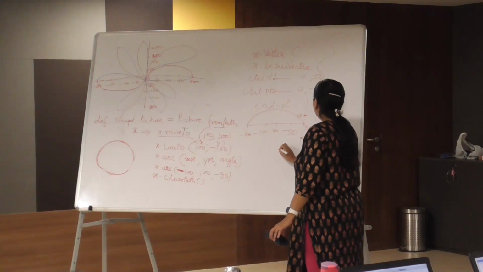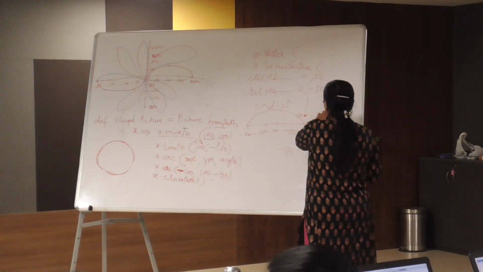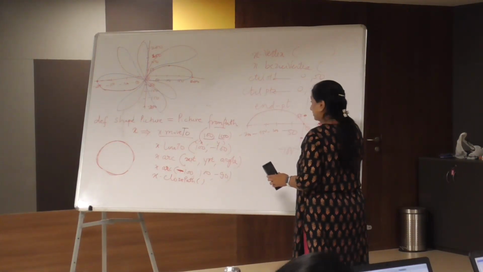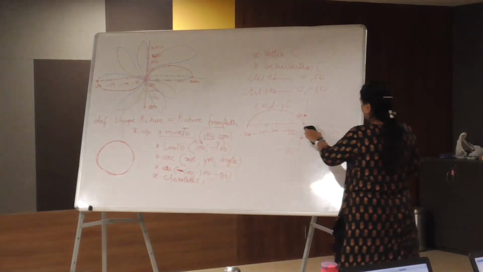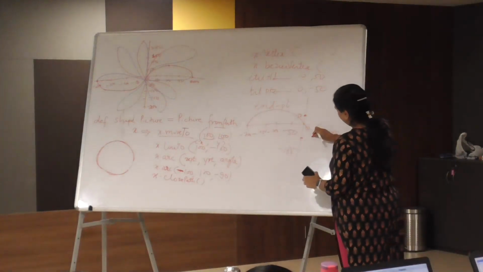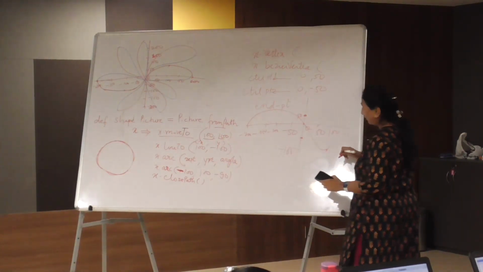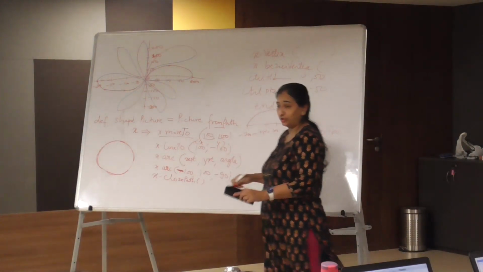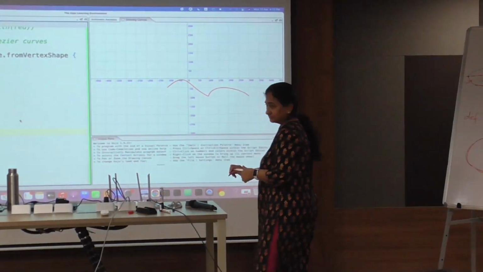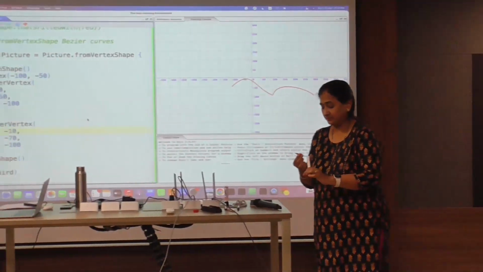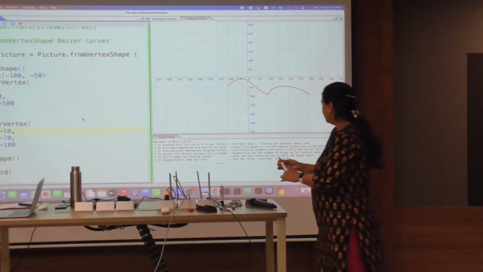So end point is over here. But it will touch the end point. It will not touch the in-between control points. Let's do the calculation.